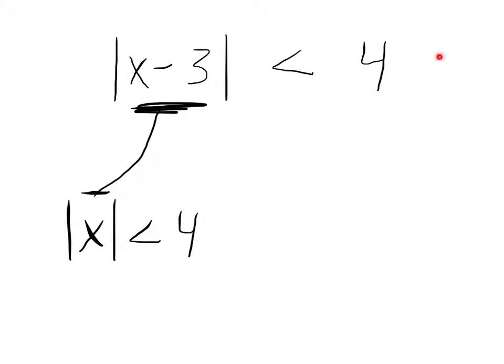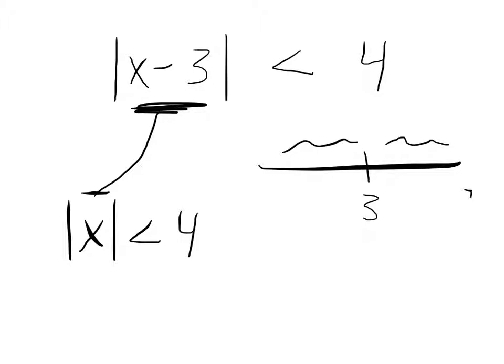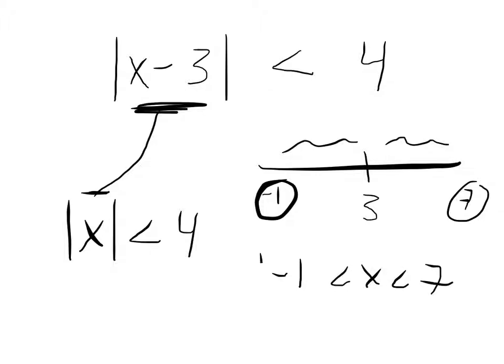So, what I'm really asking geometrically for this question is, rather than the distance from x to 0, now I'm looking at the distance from 3. I want the distance from x to 3 to be less than 4. So what points on the number line are within 4 units of 3? And I can do that by simply counting 7 and -1. So my answer here would be, I'm looking for the numbers between -1 and 7.